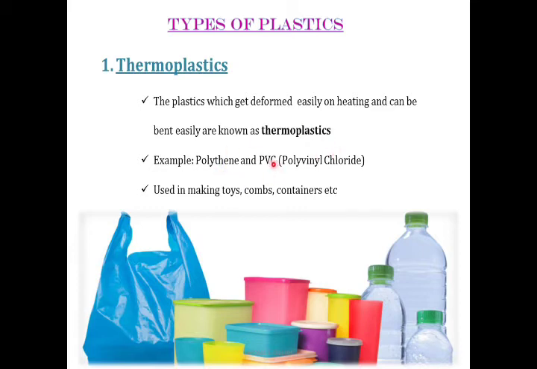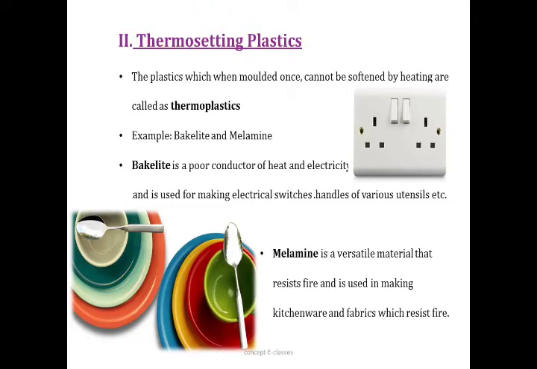Examples are polythene and PVC, the polythene bag and the PVC pipe. It is used for making toys, combs, containers, etc., because it can be easily bent and deformed. And the second type is thermosetting plastics. The plastics which, when molded once, cannot be softened by heating are called thermosetting plastics. The examples are bakelite and melamine.